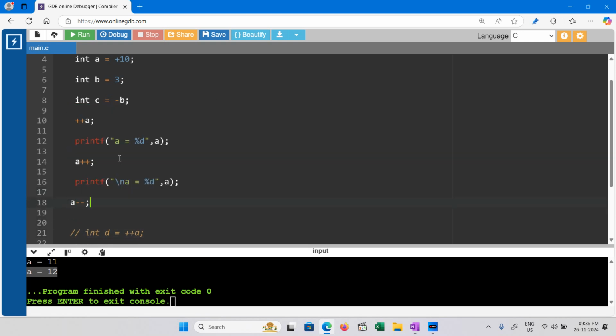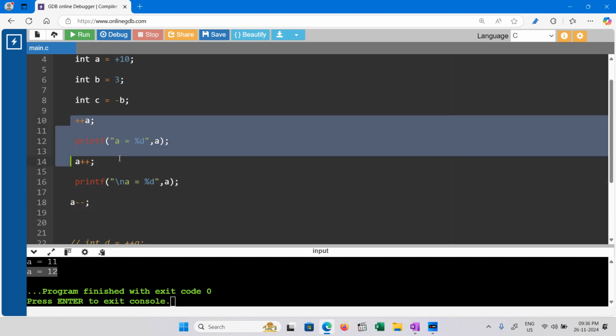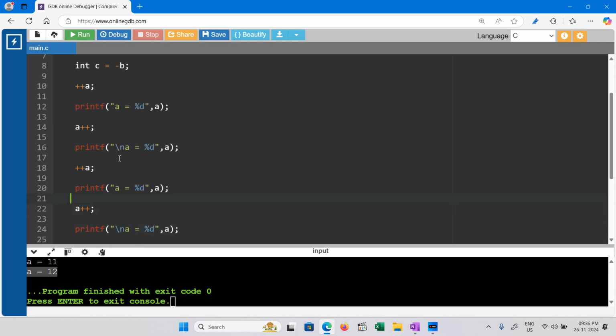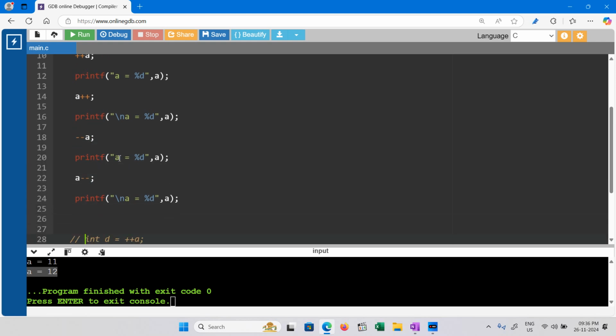So again, let me just copy these 4 lines and change the values. Okay, so now here instead of plus plus, let us do minus minus a, and here also minus minus. So this is the decrement operator. So what will the decrement operator do? It will decrement the value of a by 1. Okay, so let us just compile and see.